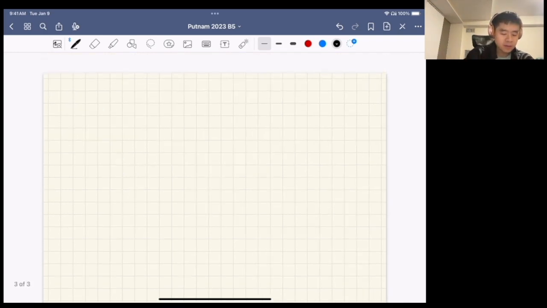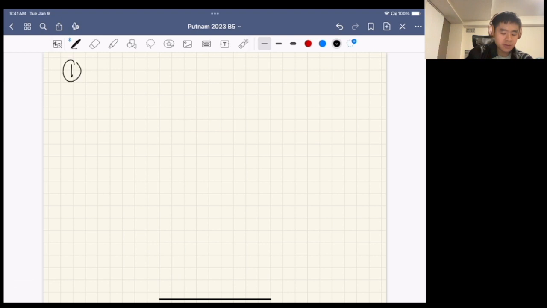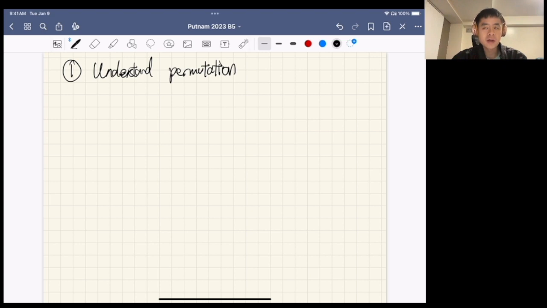Okay, so the first thing we are going to do is to understand permutation. Why does this even matter? Because we want to link multiplying k to mk versus a permutation, say pi square of k, i.e. how are they going to relate to each other?